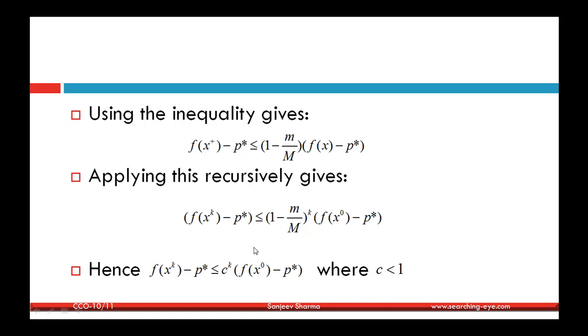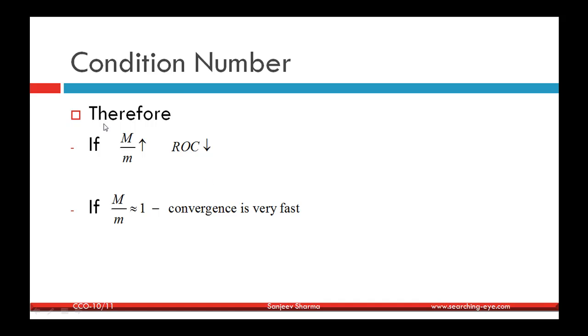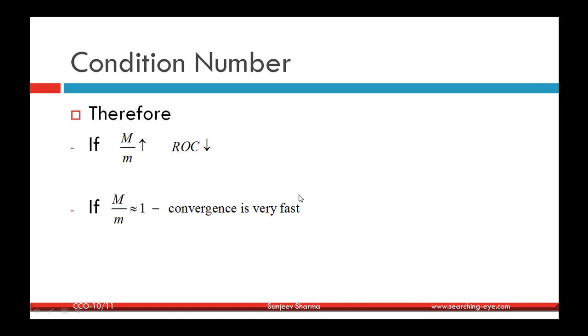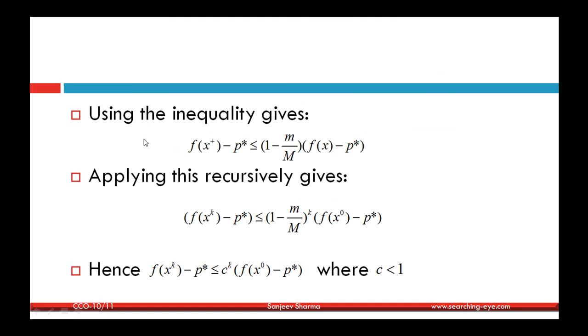And the rate of convergence depends on this condition number, because c is a function of m over M. Capital M is always greater than small m, therefore the minimum value of capital M over small m is 1. So if we increase capital M over small m, that is, if we decrease small m over capital M, then c will approach 1, and therefore the convergence will be slow.